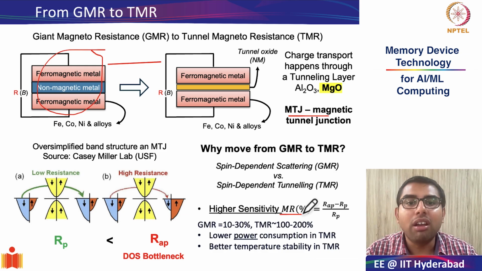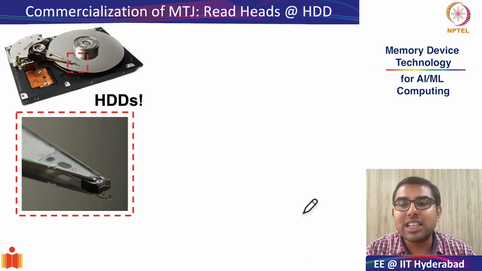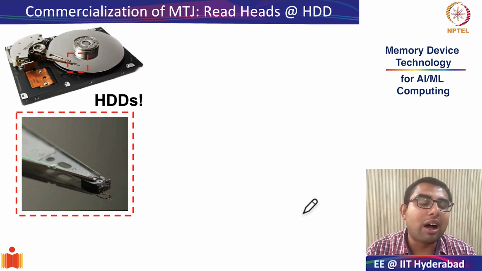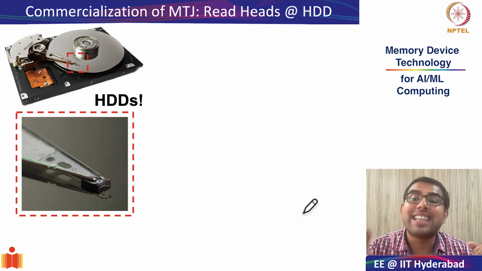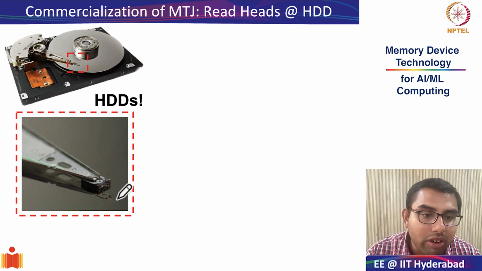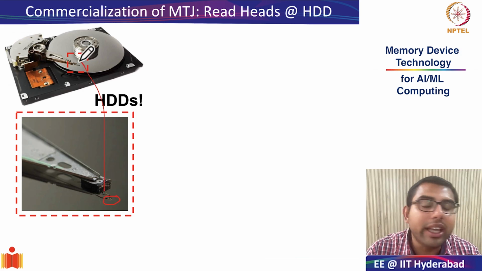So let us begin our class with the most successful commercialization success story of magnetic tunnel junctions, which we all have used in our HDDs or hard disk drives. This is a widespread technology. Magnetic tunnel junctions are widely used as sensors in the read head of modern day hard disk drives. So this is the read sensor which goes inside the read head.